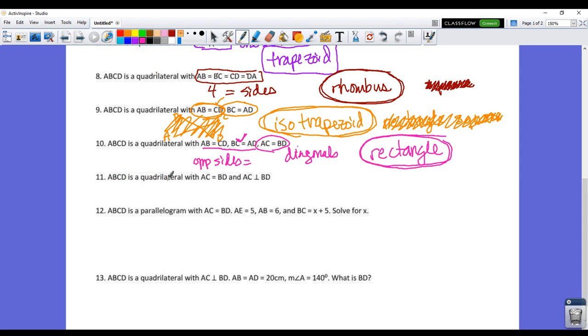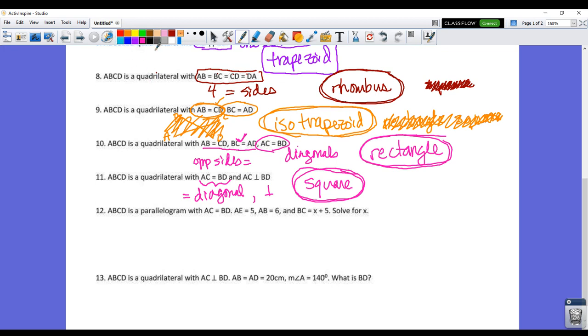Okay, and 11, a quadrilateral with AC and BD. Remember, these are your diagonals, AC and BD. So we have equal diagonals and we have perpendicular diagonals. This only happens in a square. They're equal in a rectangle and they are perpendicular in a rhombus. But if you put them both together, a rectangle and a rhombus, you get a square. So this one is going to be a square.